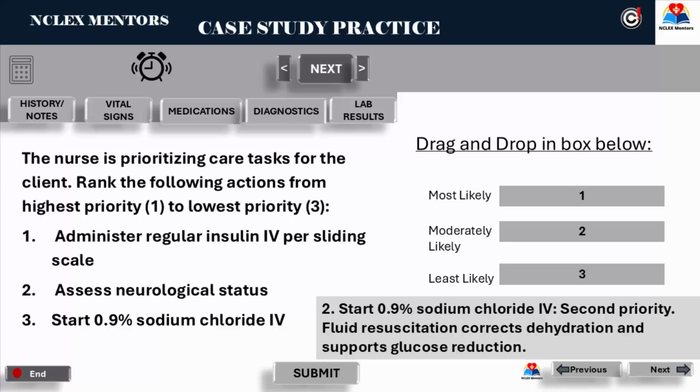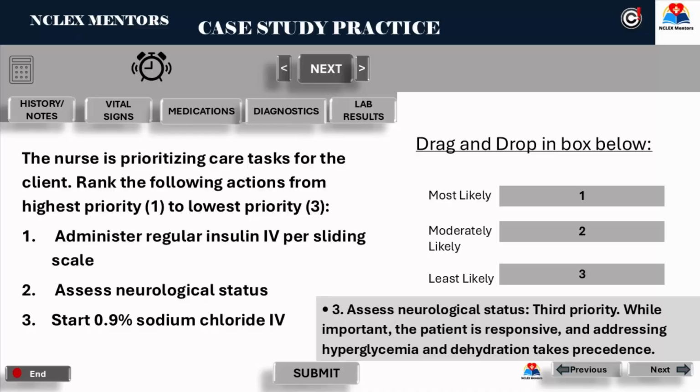Correct order: 1. Administer insulin. 2. Start IV fluids. 3. Assess neurostatus. Why? Insulin saves lives in HHS. Then fluids restore perfusion. Neurological checks are crucial but not above stabilizing the crisis.